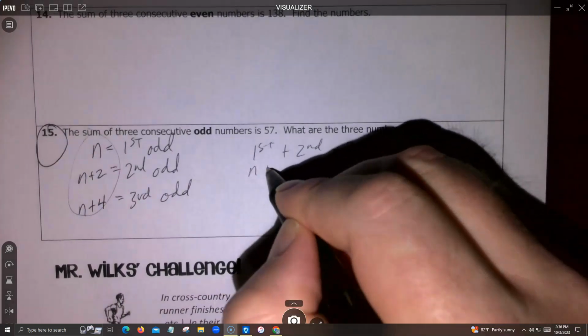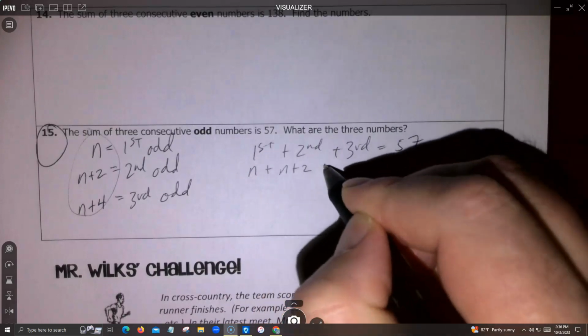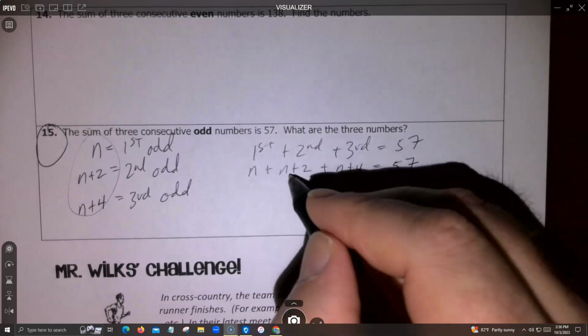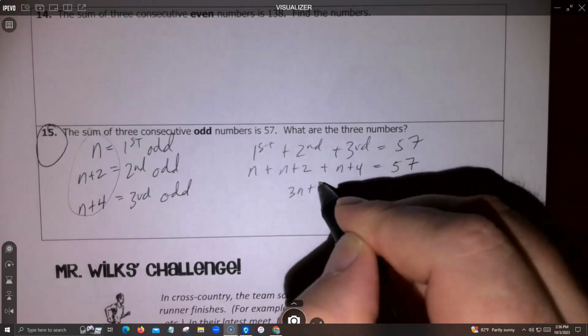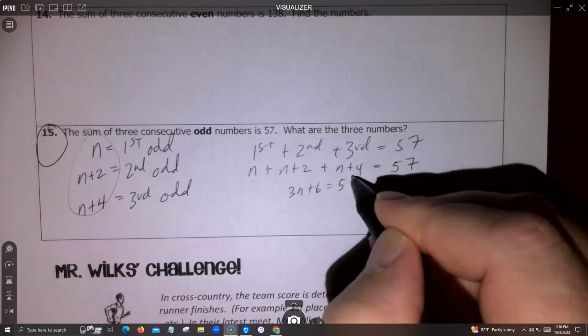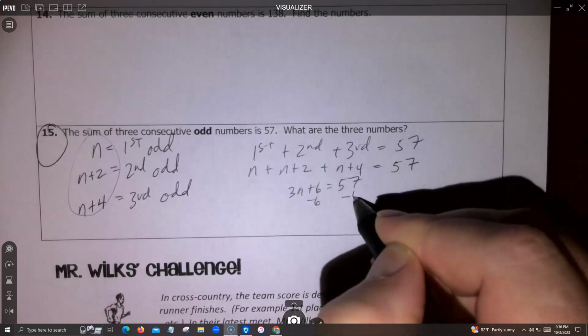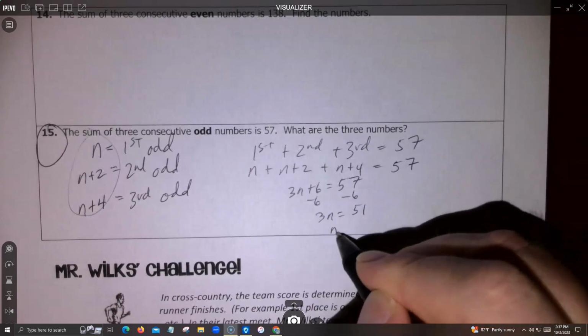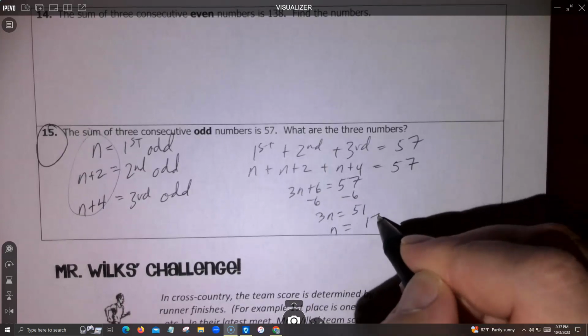The only hard part about this is we have a little bit more combining like terms that we're going to have to do. So we're adding all these up and setting it equal to 57. Okay, so we've got 1, 2, 3 n's plus 6 equals 57. Minus 6 on both sides, 3n is equal to 51. n is equal to 17.